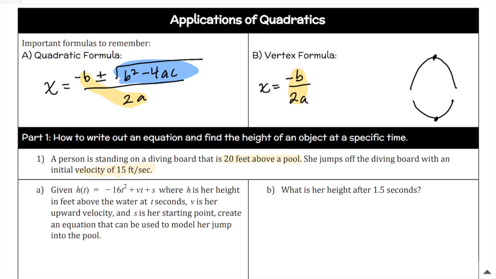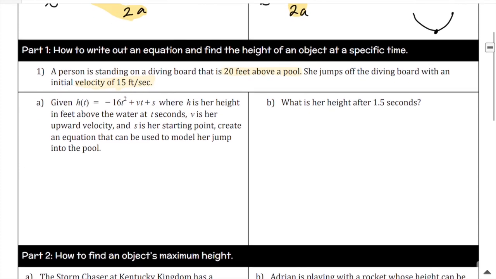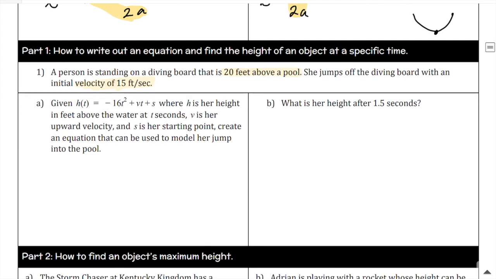So let's go ahead and start. Part A gives us a formula. It says given h of t is equal to negative 16t squared plus vt plus s, where h is her height in feet above the water at t seconds, and v is her upward velocity. s is her starting point. Create an equation that can be used to model her jump into the pool. Okay, so we actually know a lot of this stuff already. We want to create an equation, right?